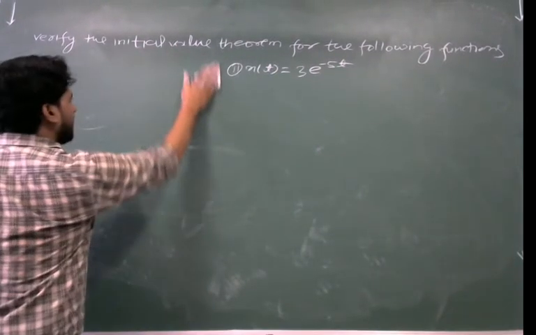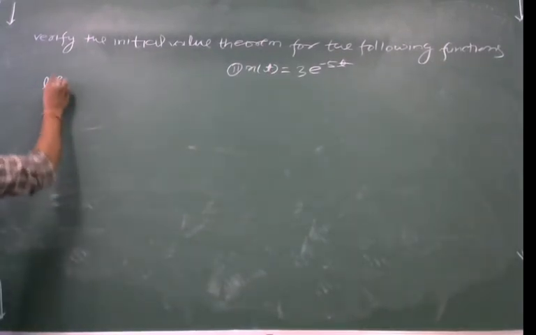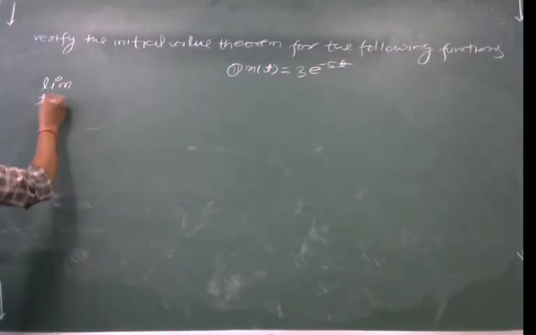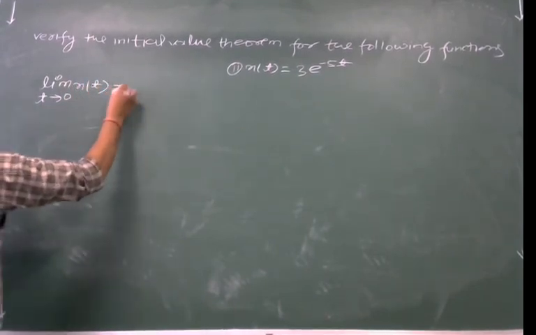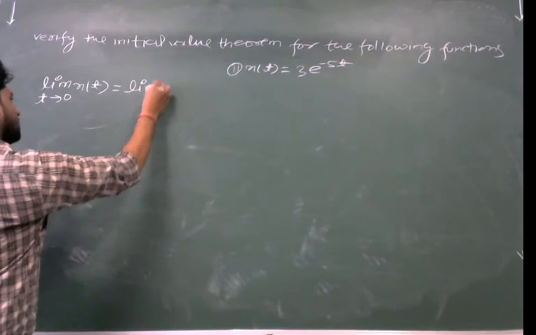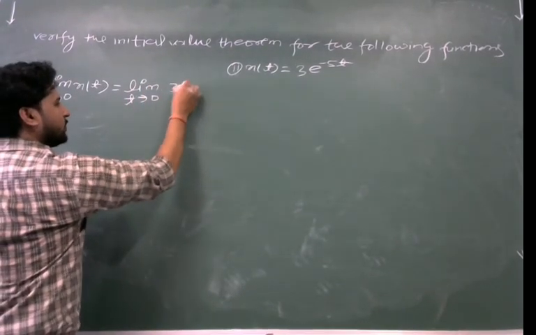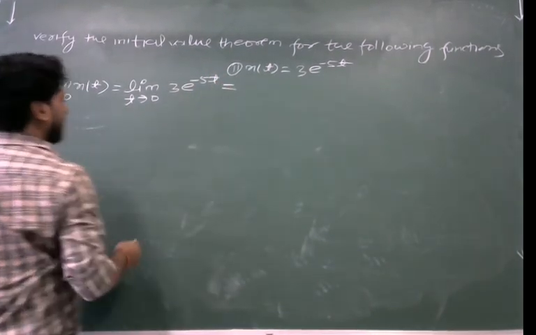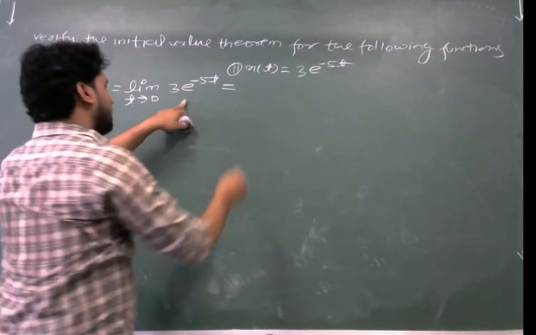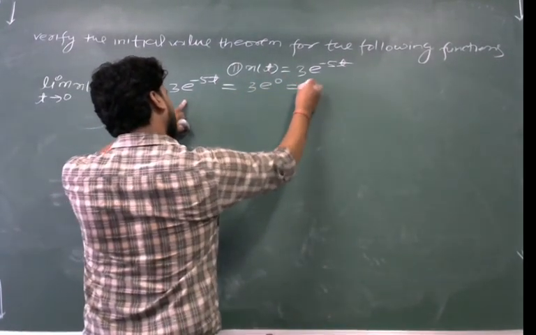We have to verify the initial value for this given relation. From here, limit t tends to 0 in the initial value theorem, x of t will be equal to limit t tends to 0, 3 into e power minus 5t. When I put t equal to 0 here, this will be equal to 3 into e power 0, which is equal to 3 itself.